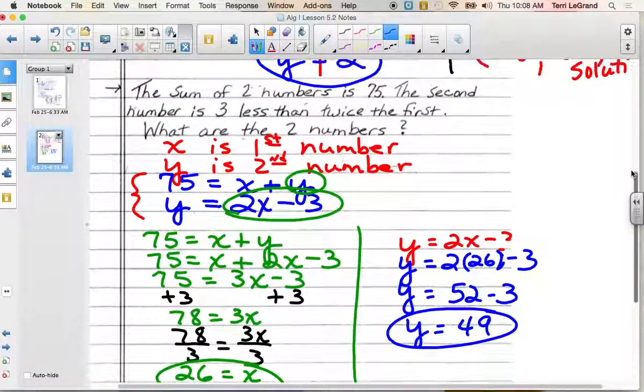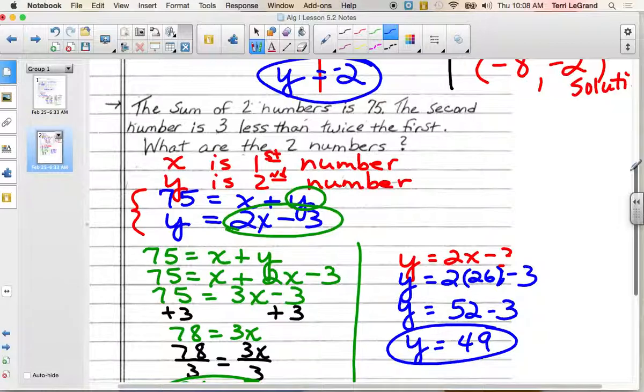So let's do a mental math check and make sure it meets the two conditions. I got 49 and 26. Do you guys agree with me? Yes. Okay, do 49 and 26 add up to 75? Yes, they do. The second number, what's our second number? 49. Is it 3 less than twice the first? Well, what's twice the first? 52. And 52 take away 3, is that 49? Yes. Looks like we did what we should have done.